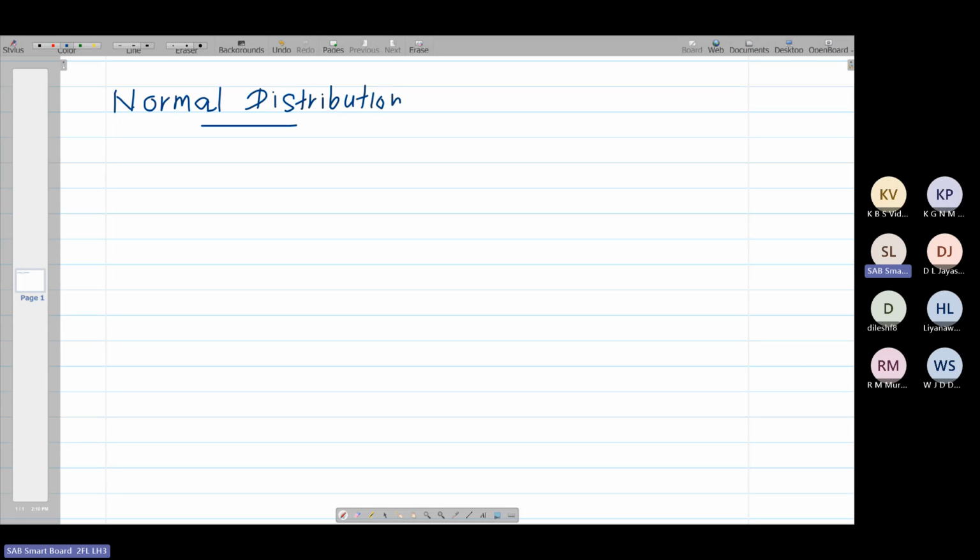Parameter means characteristic. In the first lesson we studied parameter and statistic. Remember? And parameter means what?